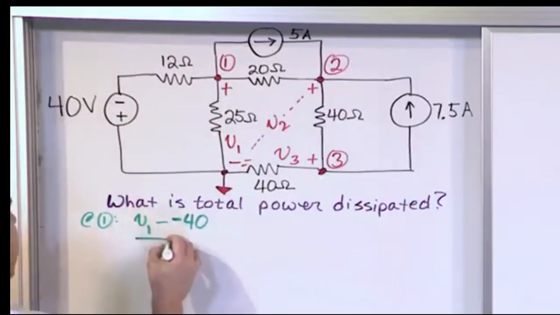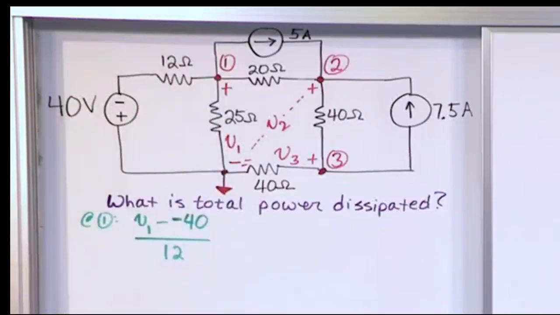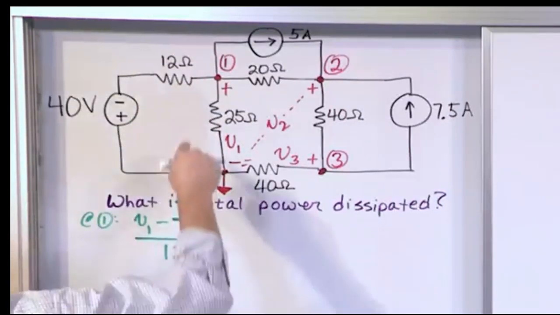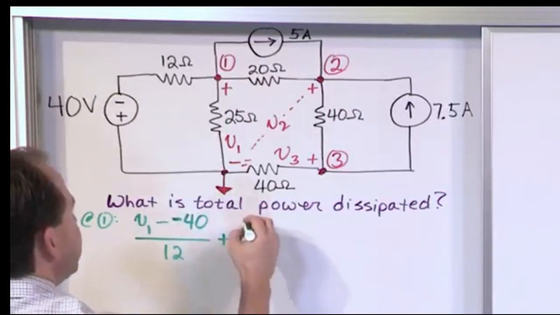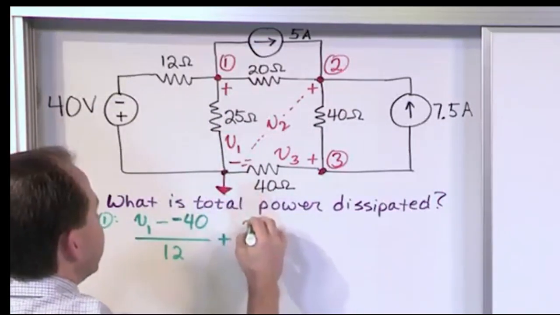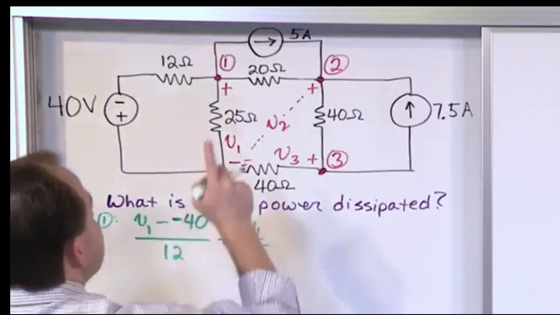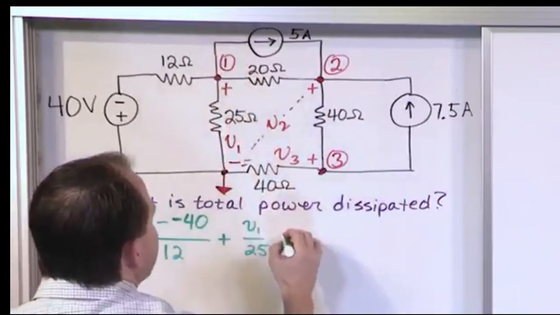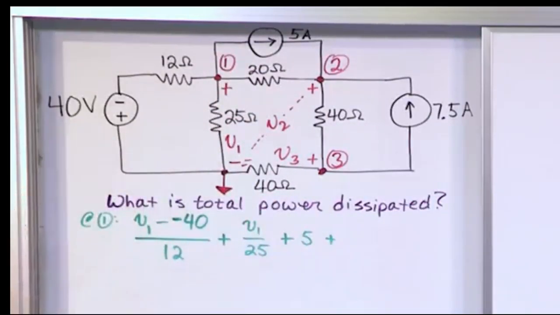And then you divide by 12. So what we found is the current flowing through this leg here. Next, what is the current through the 25 ohm resistor? So it's plus V sub 1, that voltage over 25. Okay, great. Next we have the current going through here, which is leaving the node, so it's just a plus 5. We always write the node voltage equations with respect to the current leaving.